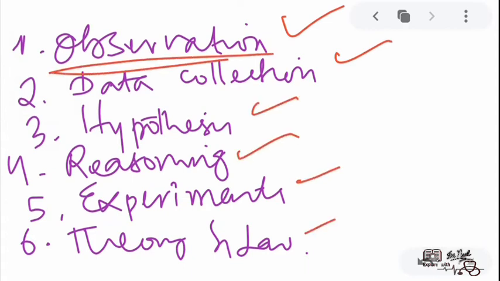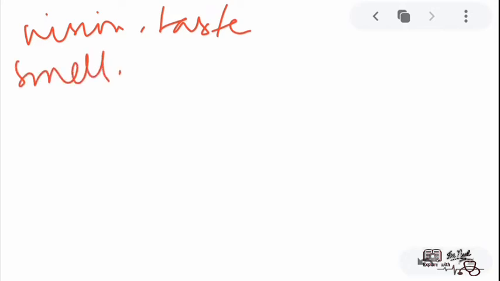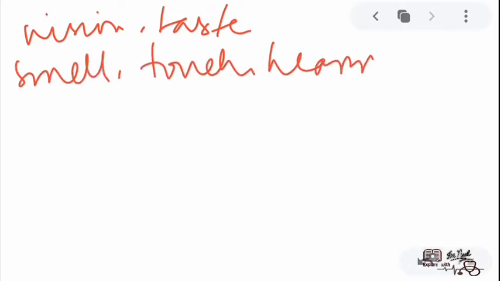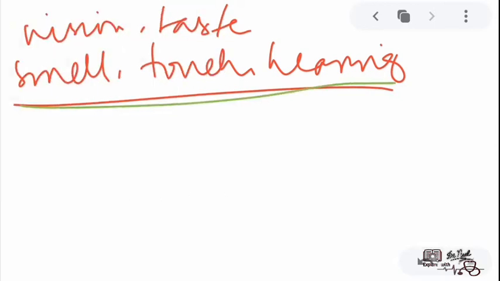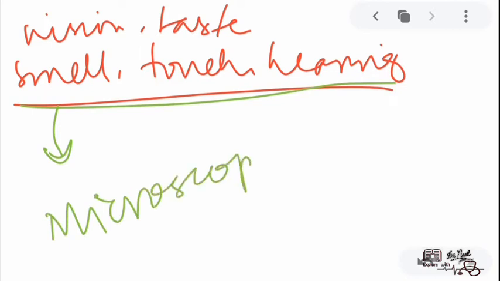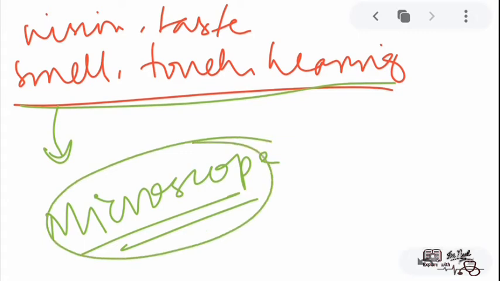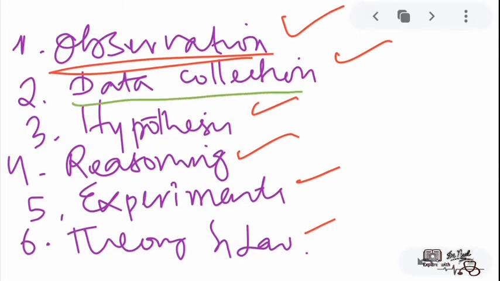Alright, number 1, observation. Let's try to understand what observation is and how do we observe. Definitely we observe with the help of our 5 senses, which are vision, taste, smell, touch and hearing. But one thing that aids into the observation of biologists is a microscope, which is a scientific instrument. With the help of a microscope they can observe the minute details. And then comes the data collection.